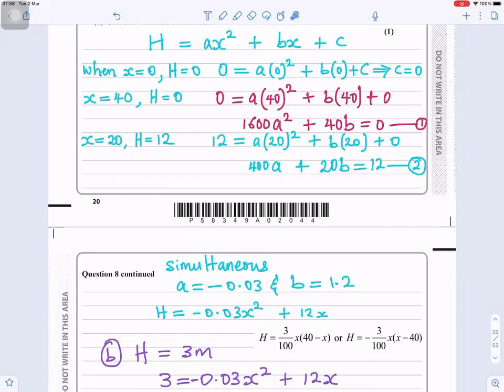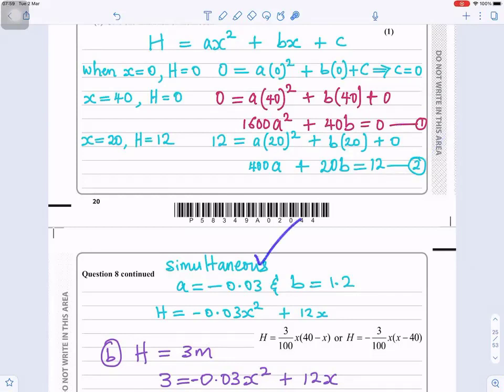It also tells us when x is 40, h is 0. So we put h to be 0 and x to be 40. And we'll get 1600a plus 40b is equal to 0. And when x is 20, h is 12. So we'll have 12 for h, and then x is 20 squared plus 20b. That gives us 400a plus 20b equal to 12.